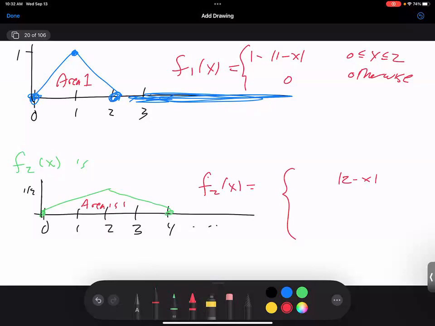And if we do 2 minus this, then when x is equal to 0, we'll have the maximum value. And when x is either 0 or 4, we would get 0. And so we have to then multiply this whole thing by just 1/2. And this will be for 0 less than or equal to x less than or equal to 4, and 0 otherwise.